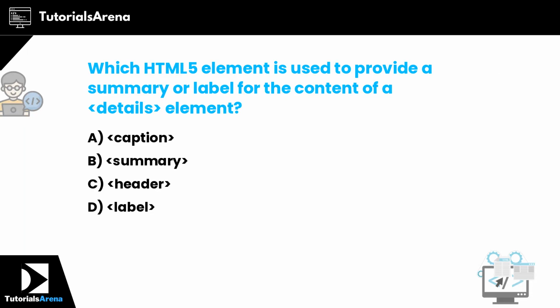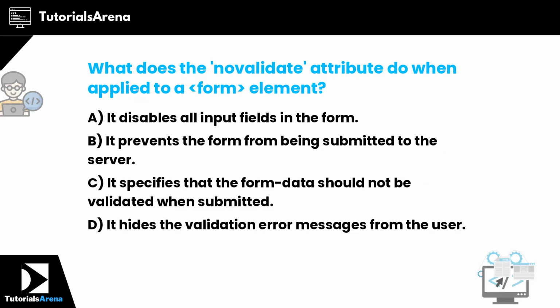Which HTML5 element is used to provide a summary or label for the content of a details element? The correct answer is option B, summary. What does the novalidate attribute do when applied to a form element? The correct answer is option C. It specifies that the form data should not be validated when submitted.